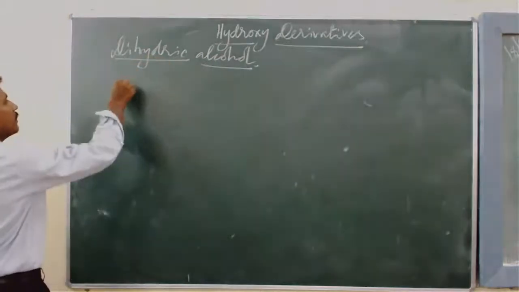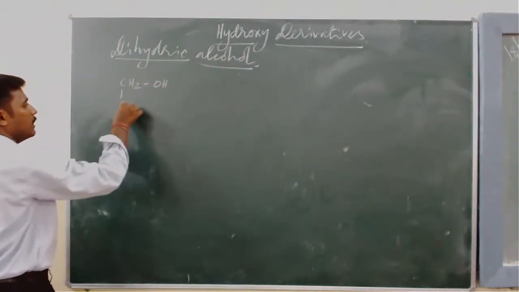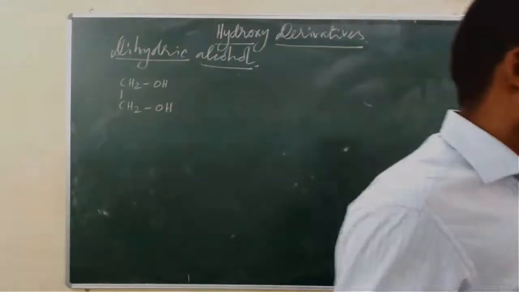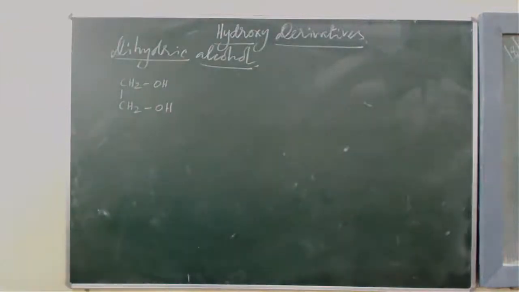So the formula: CH2OH, CH2OH, isn't it? So ethylene glycol contains two primary alcoholic groups. There is no secondary alcohol. There is no tertiary alcohol. Clear? Now some important reactions.